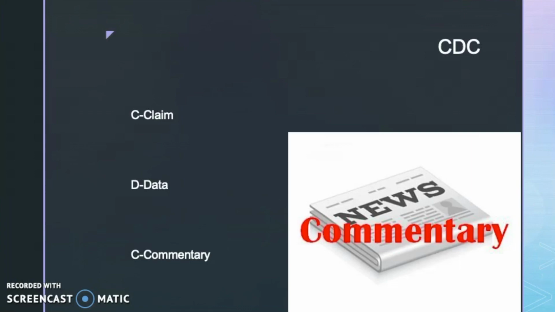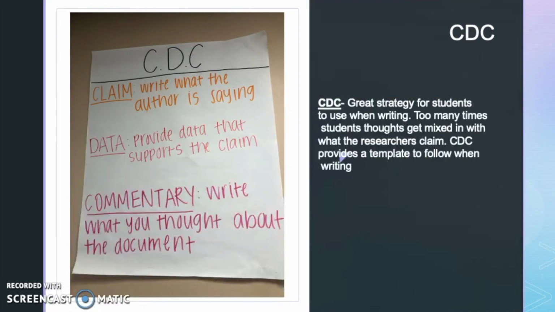The next strategy I want to share is CDC. This stands for Claim, Data, Commentary. Oftentimes when I ask my students to read a document, I tell them to tell me what the author is having to say and what their thoughts are. And too many times I'll be reading papers and students' thoughts will get mixed in with what the author's trying to say, and then they may sprinkle in some data, and it's just very disorganized.